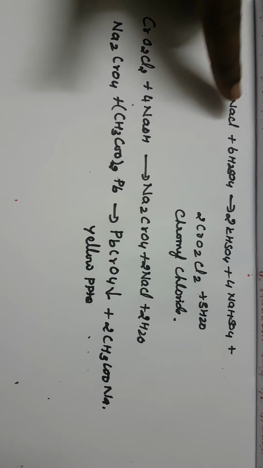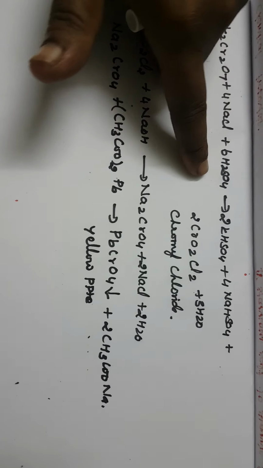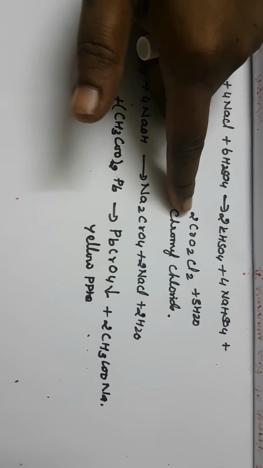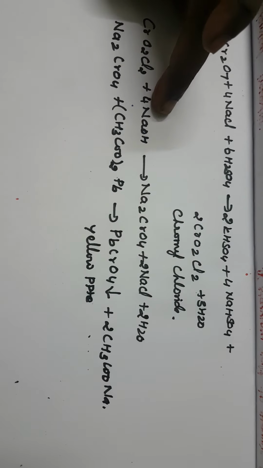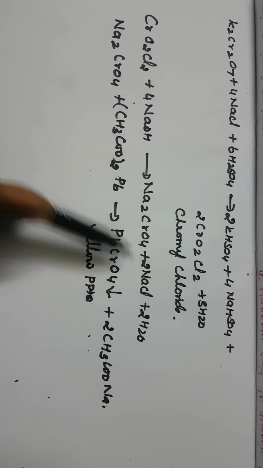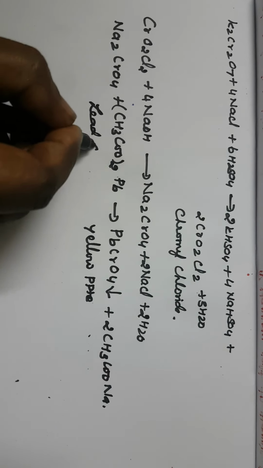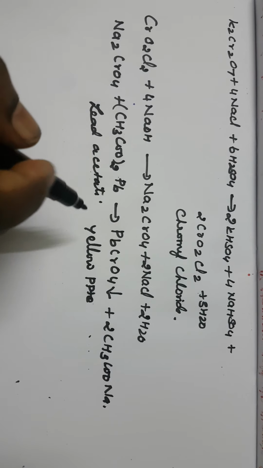Potassium dichromate, sodium chloride. Here sodium chloride is taken instead of barium chloride. Then sulfuric acid, sodium bisulfate, and chromyl chloride will be liberated. The liberated chromyl chloride is dissolved in sodium hydroxide, and sodium chromate is obtained. Again it will react with lead acetate solution and is converted into lead chromate. So this is the yellow precipitate.